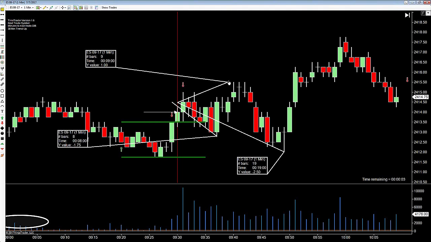No more than a 7 tick stop. That's still good. It does go down to 2.5 points. Get 1 point out of it and maybe a half a point. So 1.5 points, I'd say, on that one.